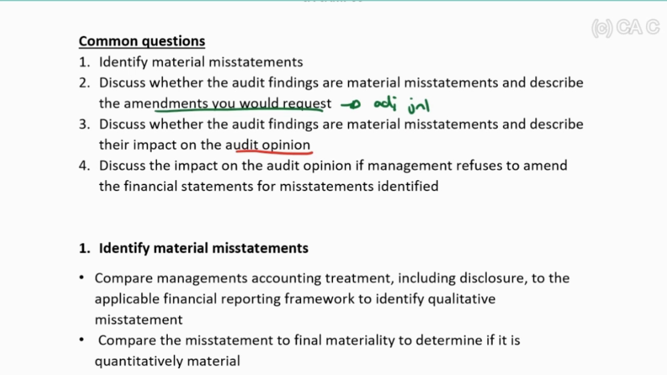So this is just a spin-off of this question, because in point 3, we're going to say if they amend, this will be my opinion. But if they don't amend, this will be my opinion. And step 4 is where we're just saying they are not going to amend. So what is my opinion? Okay, let's have a look at how we would deal with them.